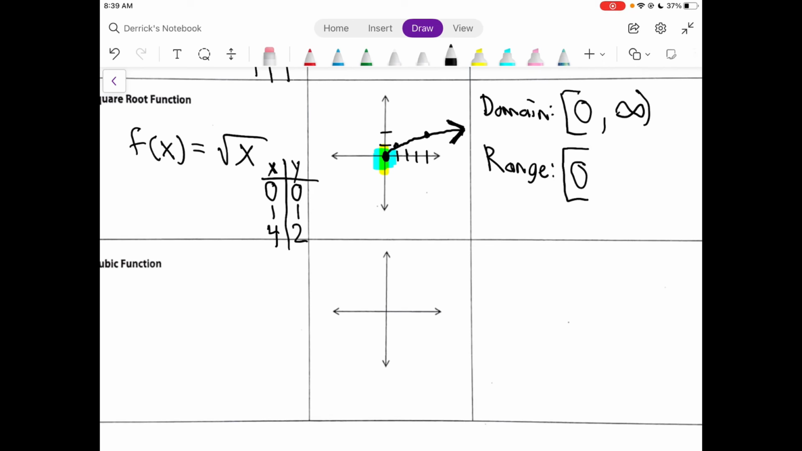You can see that from the points, right? We start at 0, 0, then we go up to 1, 1, then we go up to 4, 2. It is going to continue going up a little bit each time. So our range also goes to positive infinity. Recognize neither the domain nor the range will be consistent for all square roots. Transformations would immediately be changing both of those if they're left-right, up-down shifts.